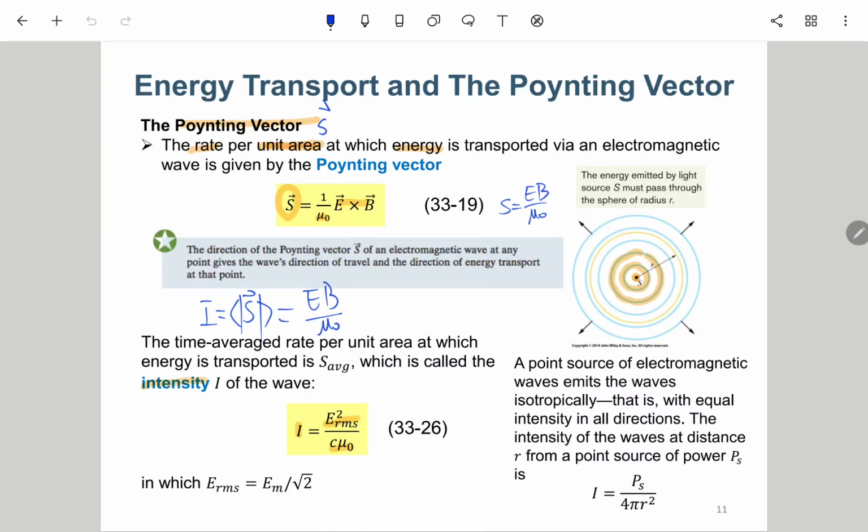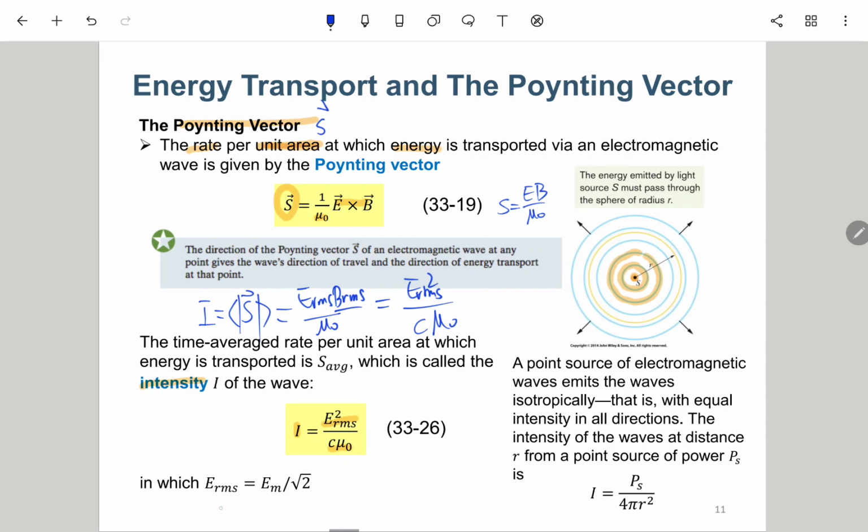So here we have E RMS times B RMS, and then it turns out to be E RMS squared over c mu naught, which is taking the average of S. It turns out to be this one. So it's roughly like that.